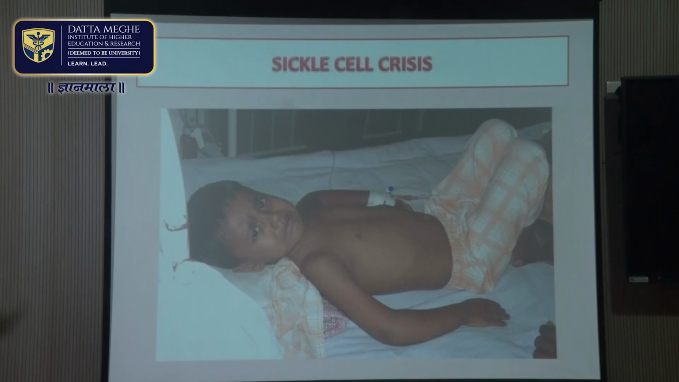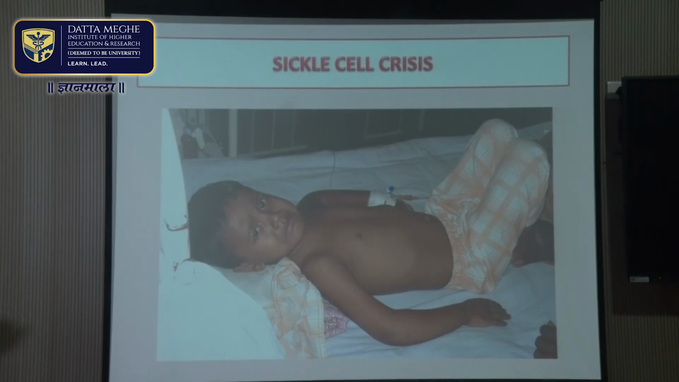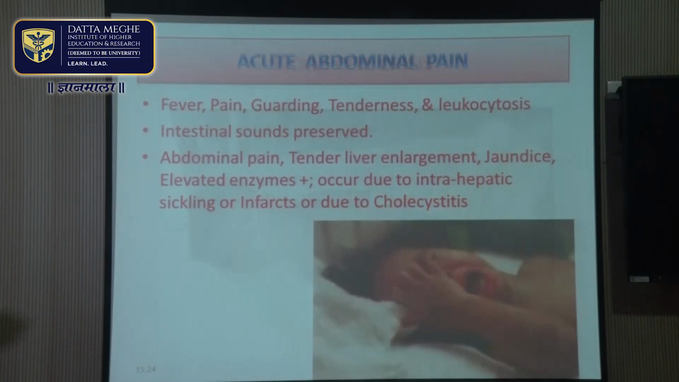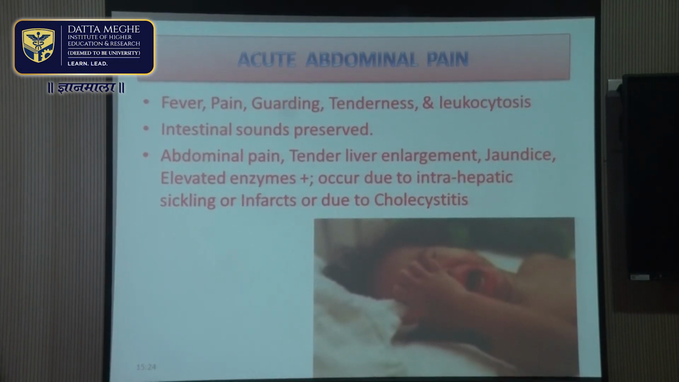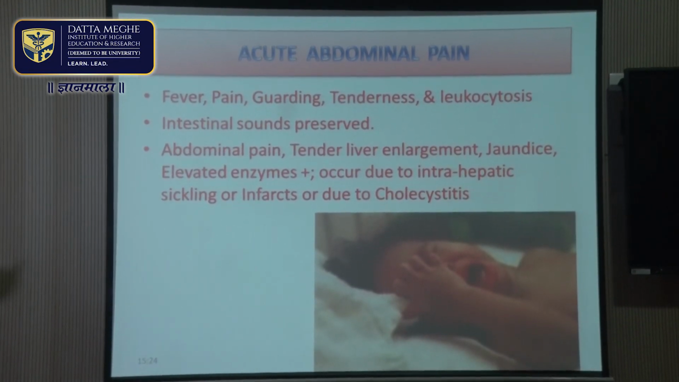This is another child of ours who has even the elbow joint affected. The child is very much in agony. Another child, acute abdominal pain because of vaso-occlusive crisis, another problem.